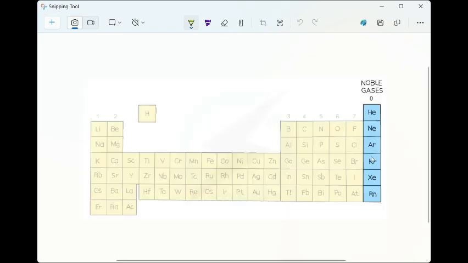And lastly, we have group 0, also known as the noble gases. If you remember group 1, they were very reactive, right? Because all they had to do was lose one electron, and then group 7, they were trying to gain an electron to get their full outer shell, and they were very reactive as well.